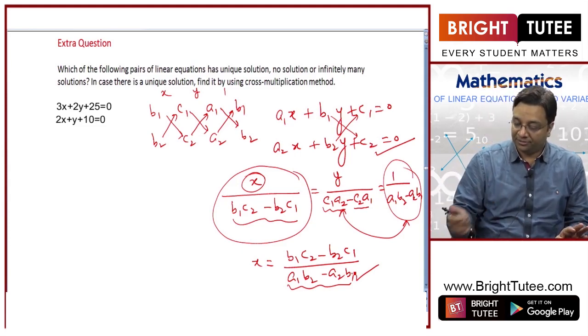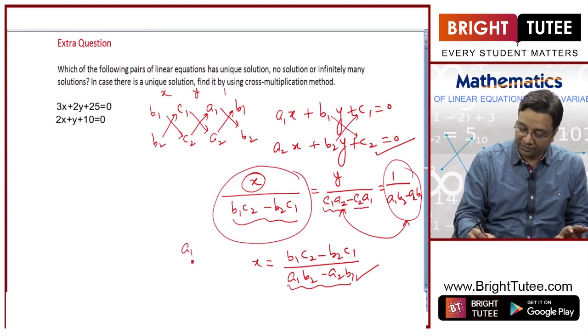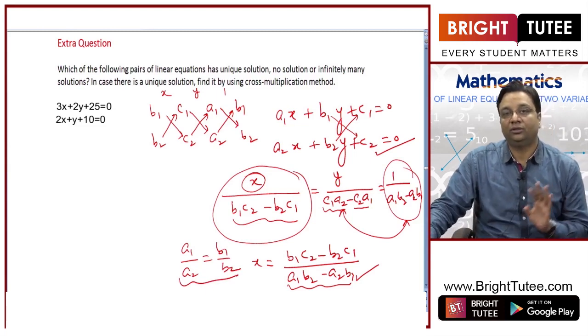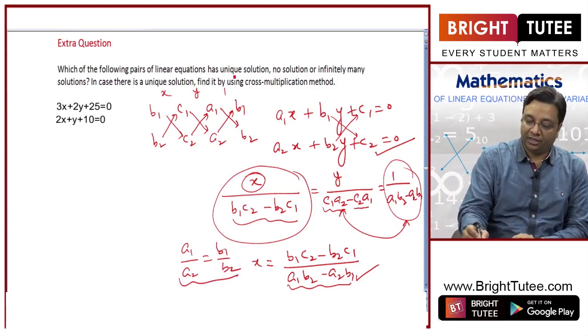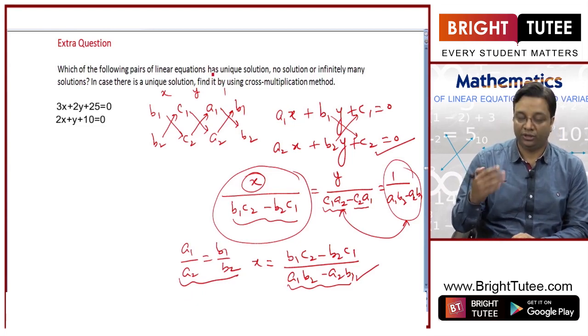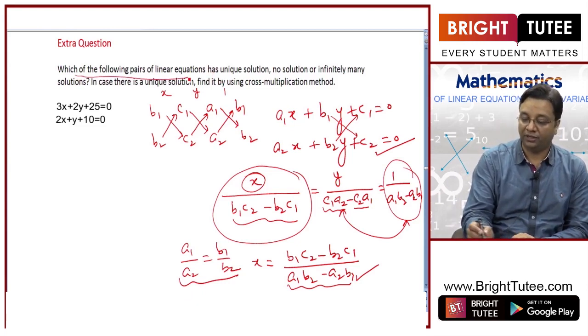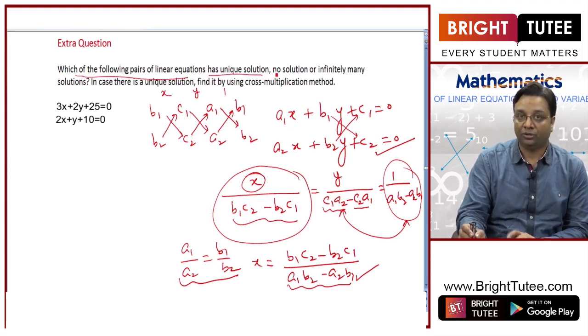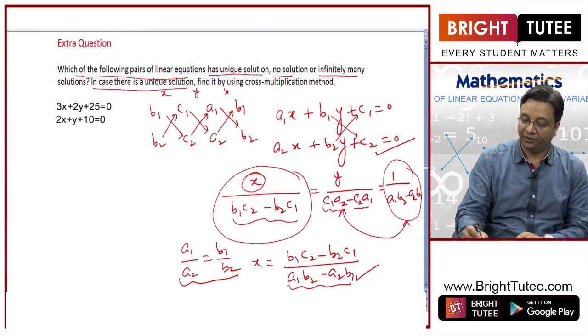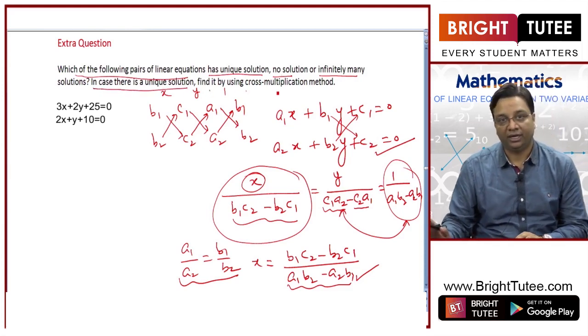What are those cases? Those are the cases where a1 by a2 is equal to b1 by b2. In those cases, we will not use the cross multiplication method. We will use it only in case of a unique solution. So, which of the following pair of linear equations has a unique solution, no solution or infinitely many solutions? In case there is a unique solution, find it by using the cross multiplication method.